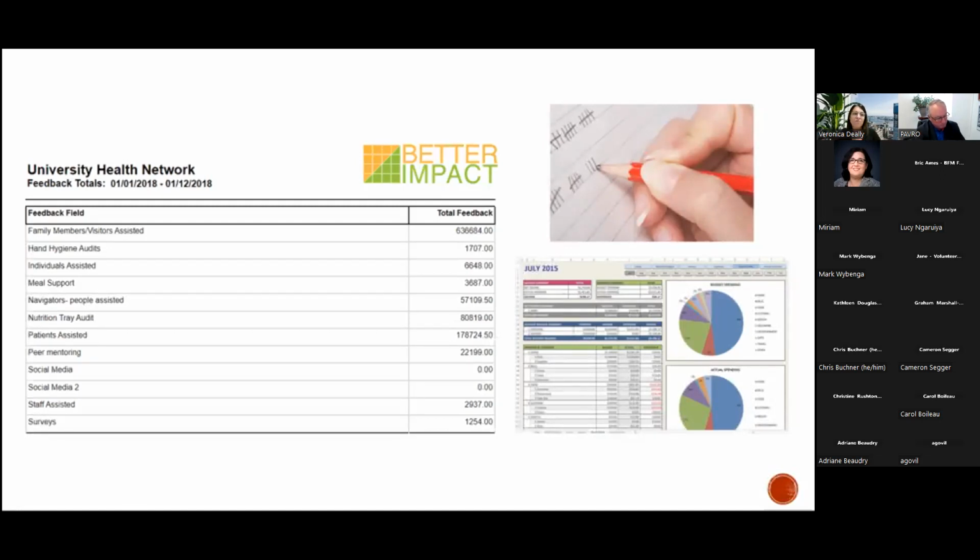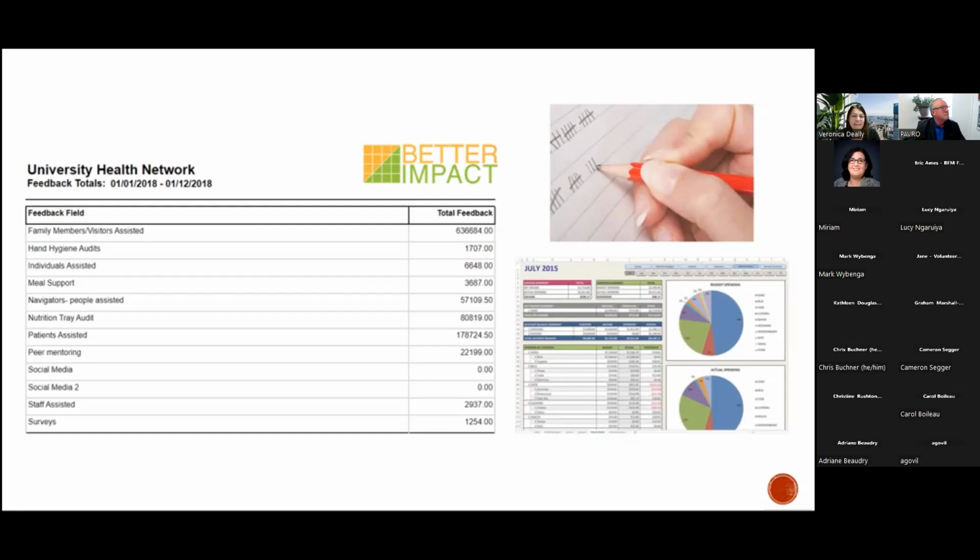As you can see there, we focus on a few areas like family members and visitors assisted, hand hygiene audits, navigators, etc. And that's the stuff that we're going to want to report on, because that's the stuff that we feel is the most important for our senior leaders to understand. We have a big hand in it. These are the amount of people we are helping. This is the percentage of patients we are helping. For this graph here, the information was collected from January to December 2018. Those are the grand totals based on the information that our volunteers entered in those fields.